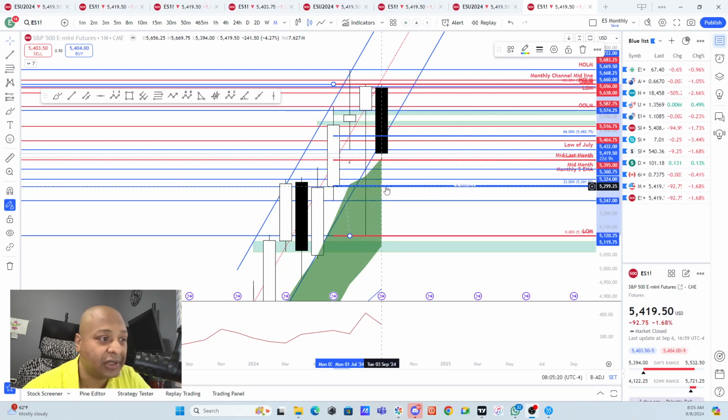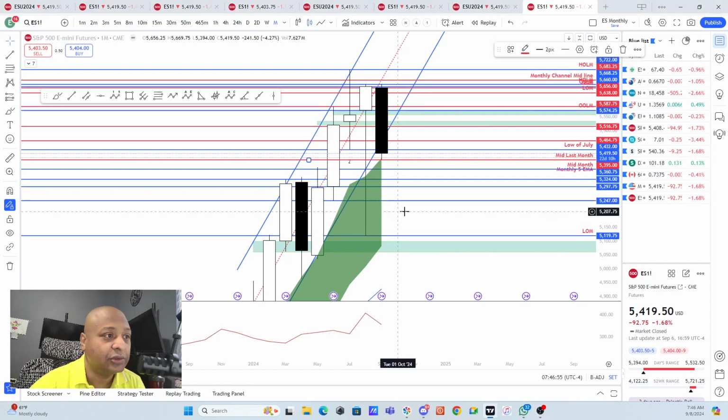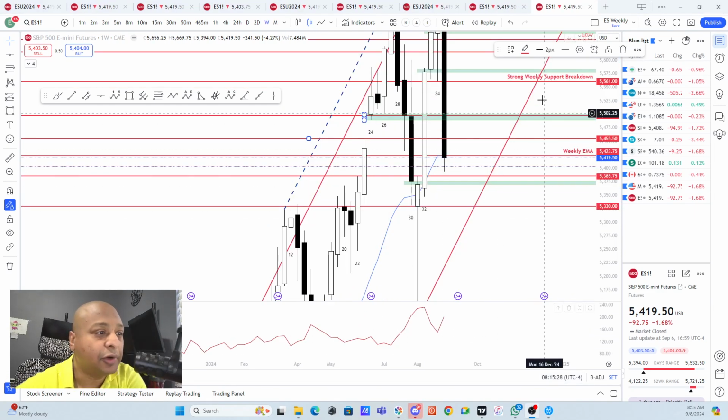So the price may actually come down till here, and then we may see some relief bounce on the bullish side. So that is all we have on the monthly chart right now. Let us move on to the weekly chart. Now let us see what happened on the weekly chart.